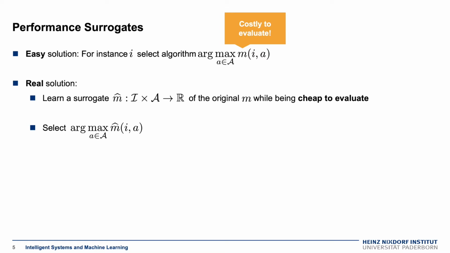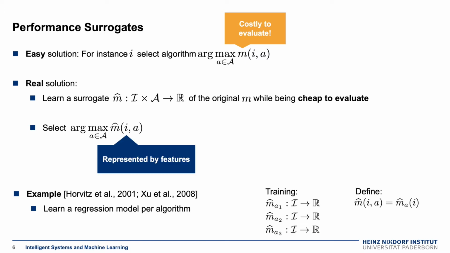What's the real solution then instead? The real solution is that you try to learn a surrogate of this original measure m, so this m hat, which basically has the same form. However, it has the nice property that it's actually cheap to evaluate. And by the time you have this property, of course, this exhaustive iteration that wasn't possible before is now possible. And this is exactly then what is done. There are lots of methods out there that all work in one way or the other like this. There are some exceptions, but generally this is the scheme. They mainly differ in what kind of m hat they learn, so to speak.